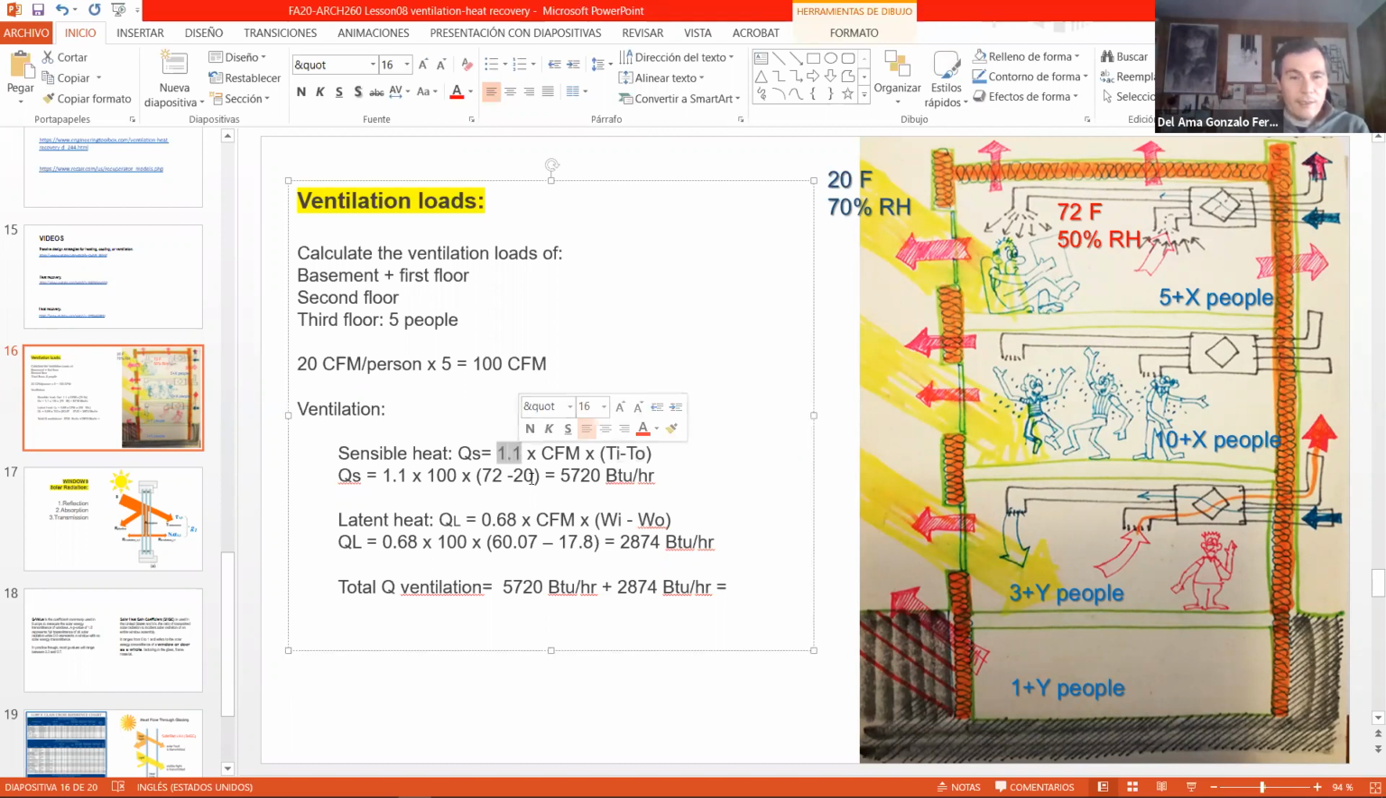This 1.1 is the heat capacity of air, so again, it doesn't have to do with the building itself. But this CFM depends on the amount of people that we have in that building. So the more the people, the more the CFM, and the more the CFM, the more the heat, the ventilation loads. In single-family houses, having a heat recovery helps because you can save half of the ventilation loads, and little by little, month by month, you will end up saving a lot of money.